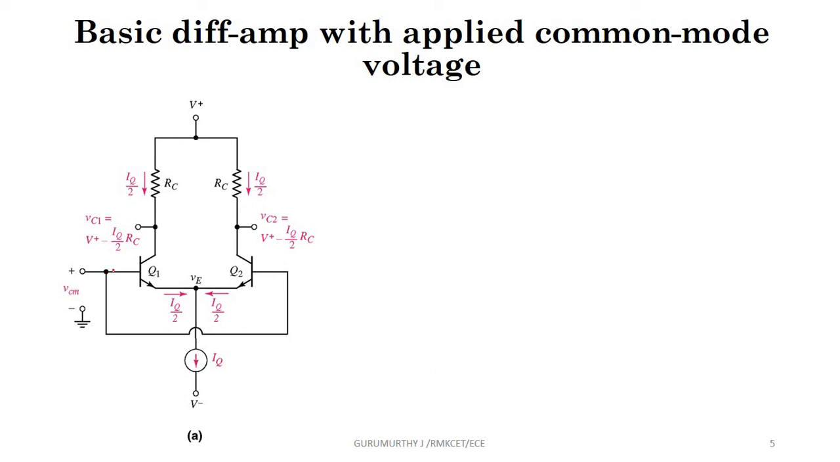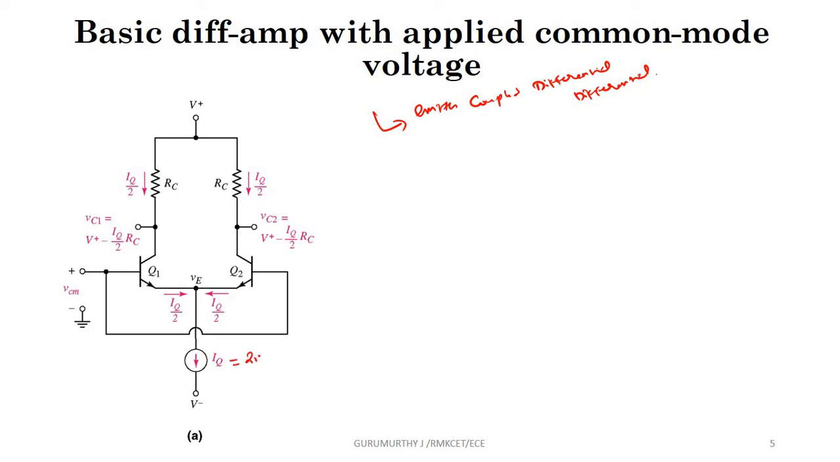It says that both the Q1 base and Q2 base have been tied together and we are going to feed some input VCM, which is common to both the transistors. At the emitter you have a current source. Both the emitters have been tied together, so you can also call this an emitter coupled differential amplifier. Both the emitters have been coupled, and at the emitter we have a current source IQ.